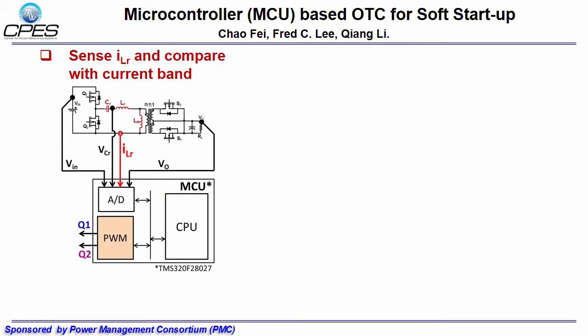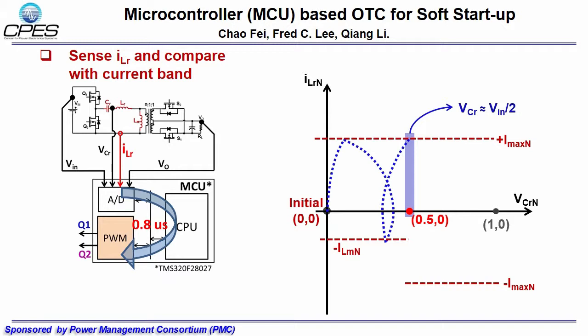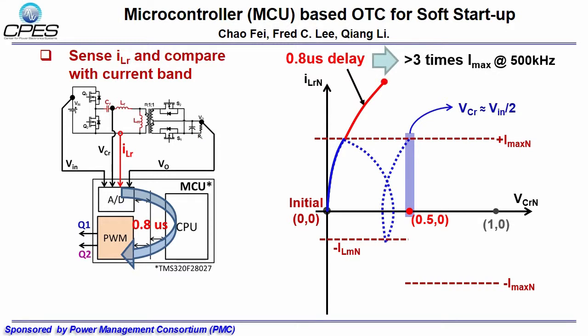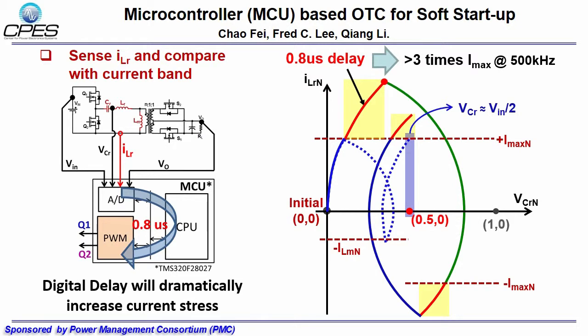If a commercial microcontroller is used to implement OTC for soft startup by sensing the resonant current and comparing it with the current band, the digital delay will cause a problem. The dashed line is an ideal trajectory. When the trajectory touches the current band, the 0.8 microsecond digital delay will cause current stress to increase a lot. It would be more than 3 times larger current stress for a 500 kHz LLC converter. Another switching instant, still very large stress. These stresses will continue. Digital delay will dramatically increase current stress.